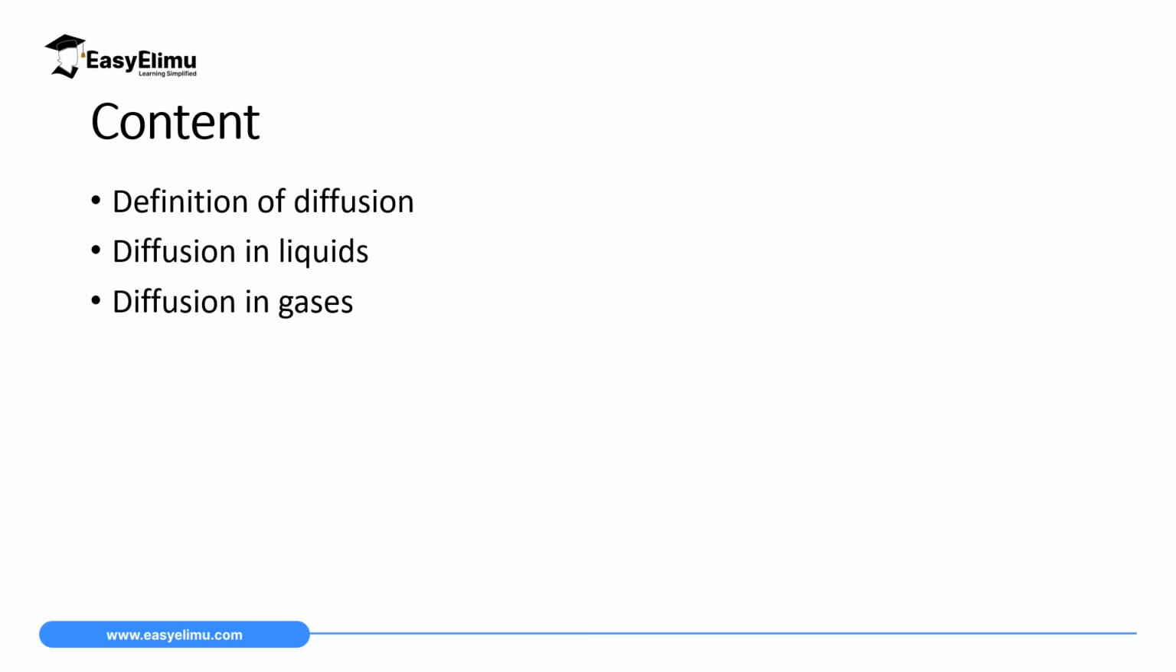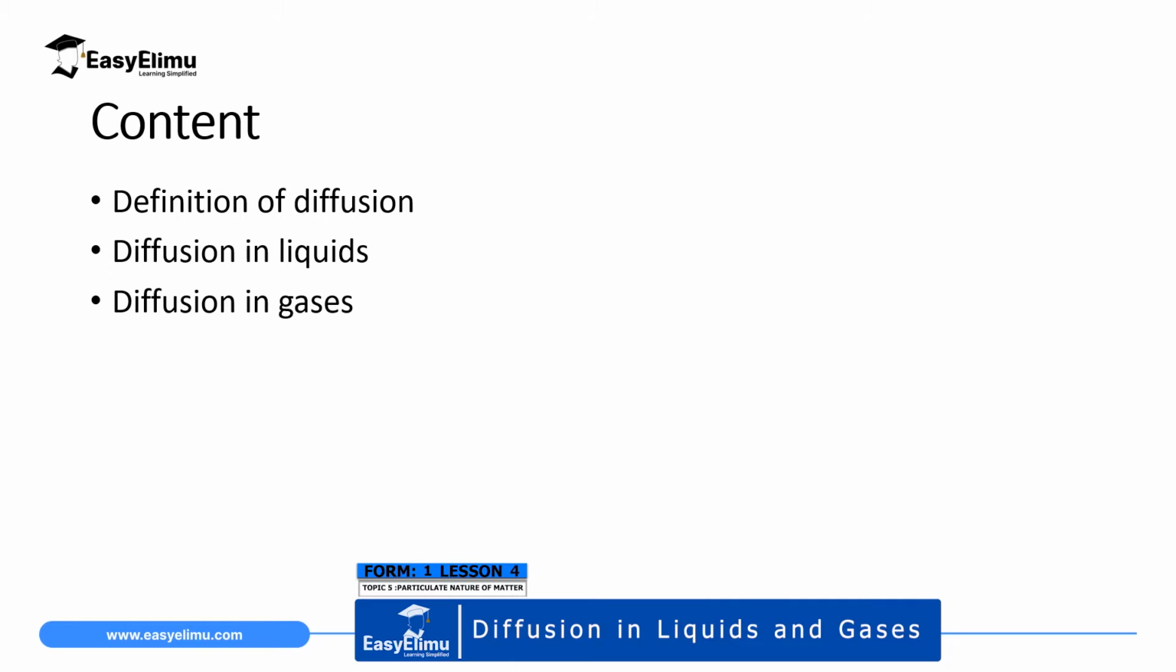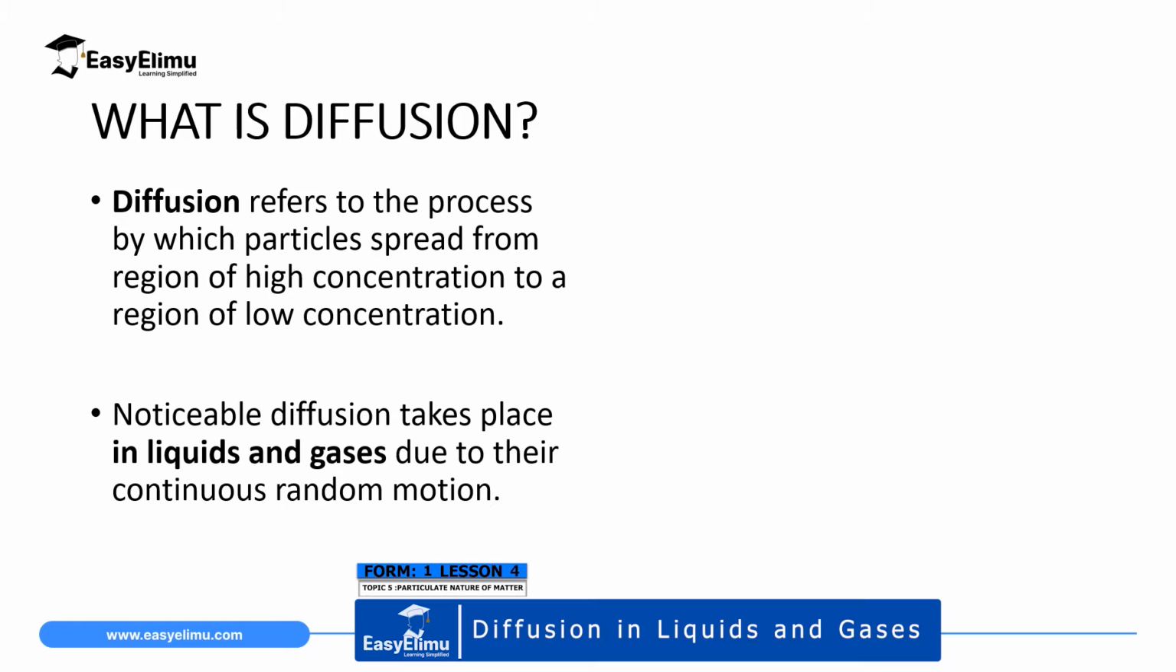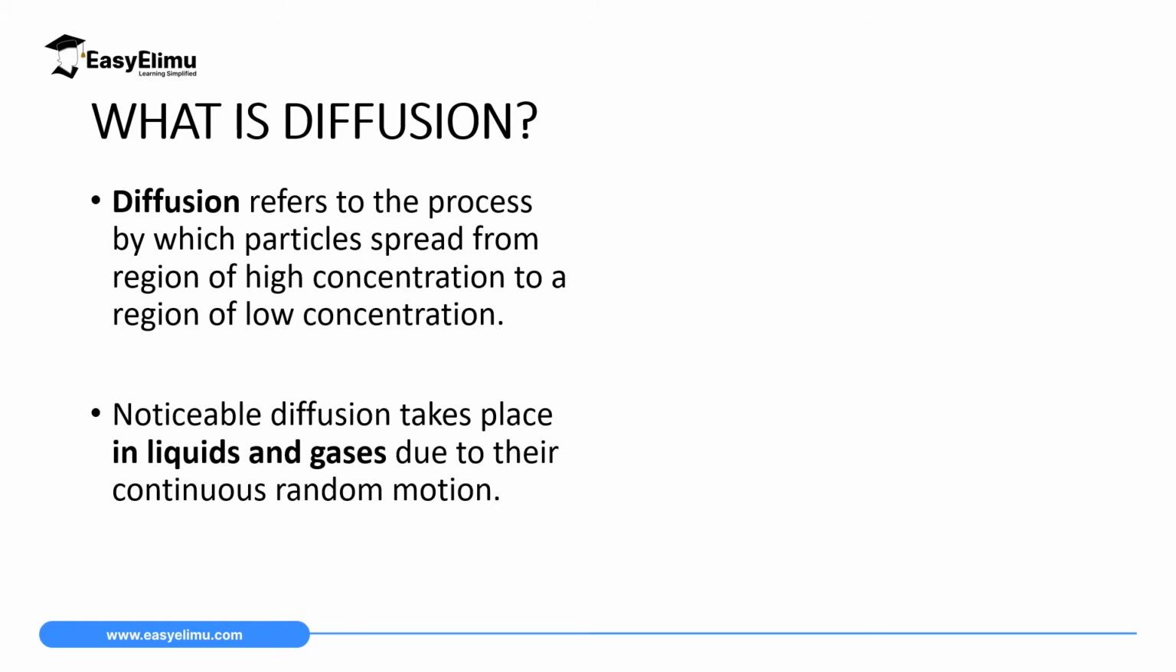By the end of this lesson, I expect you to be able to define diffusion and describe an experiment to demonstrate diffusion in liquids and diffusion in gases. So what is diffusion? Diffusion refers to the process by which particles spread or move from a region of high concentration to a region of low concentration.